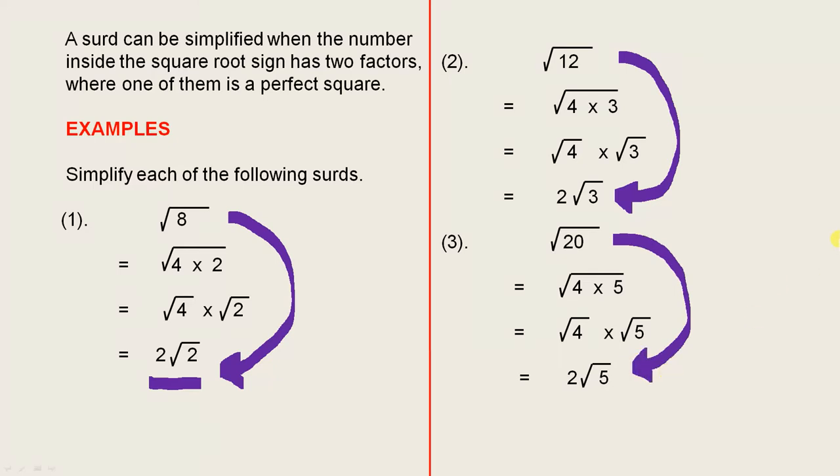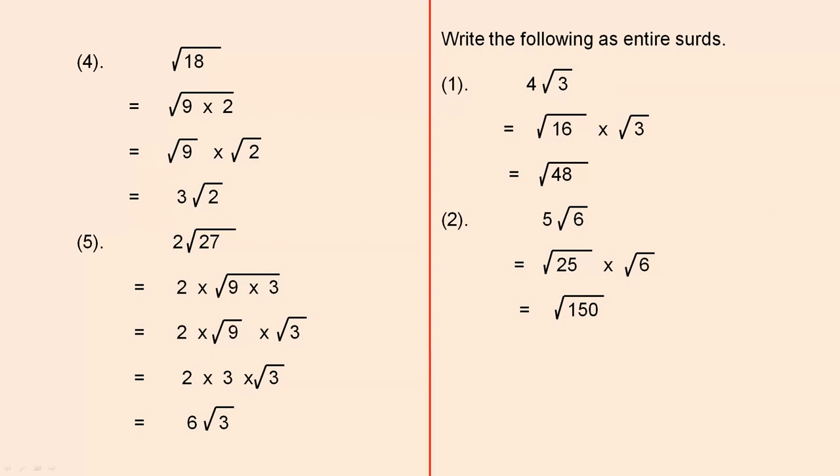Let's have a look at the next slide. The square root of 18. 18 can be factorised as 9 times 2, which is the square root of 9 times the square root of 2. 9 is a perfect square, so the square root of 9 is 3, so that gives us 3 the square root of 2.